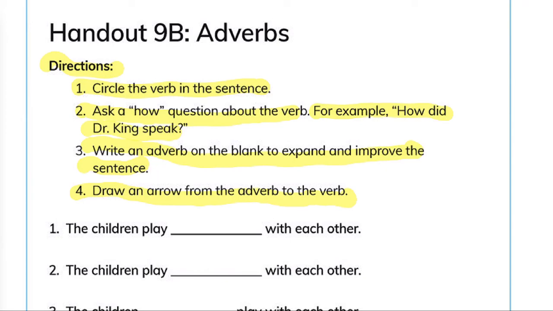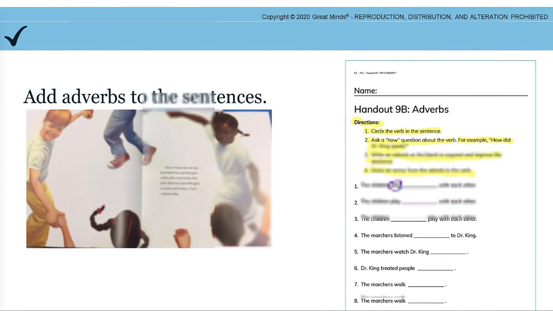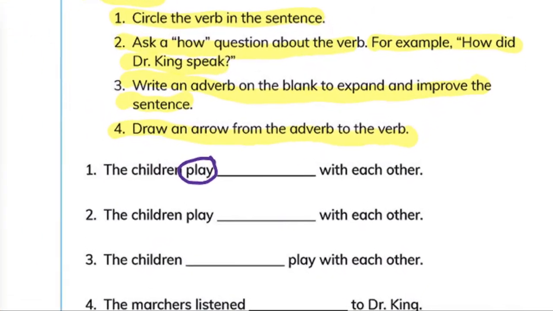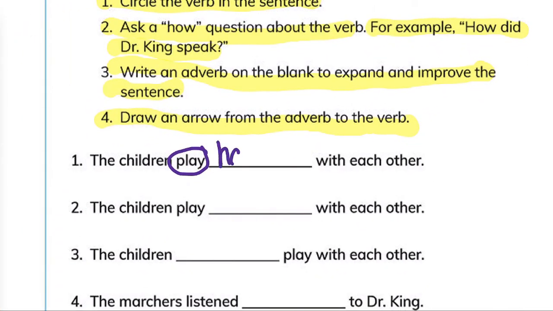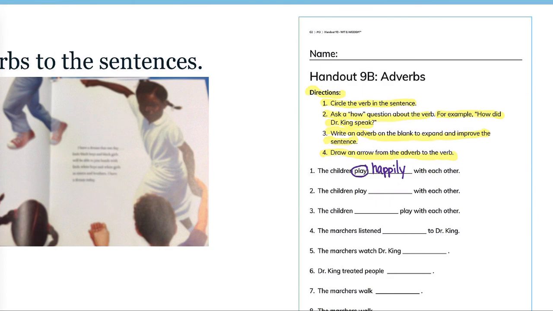Okay, let's look at sentence number 1. The children play blank with each other. So circle the verb first. What is the action? Play. How do the children play? Well, we're going to look at this page. How do the children play? I know it's a little bit blurry, but we can see some smiles on the faces. So maybe we'll write the children play happily with each other. They're joining hands. It looks like they're spinning around in a circle, smiling.